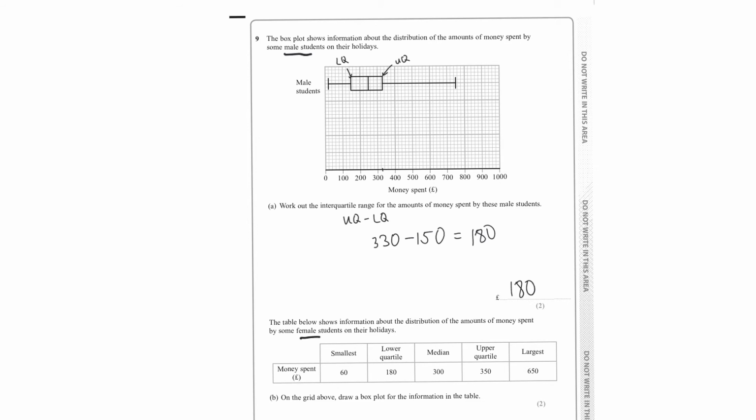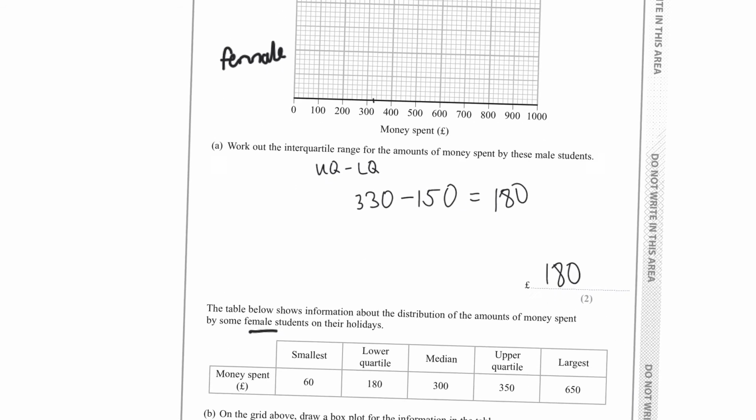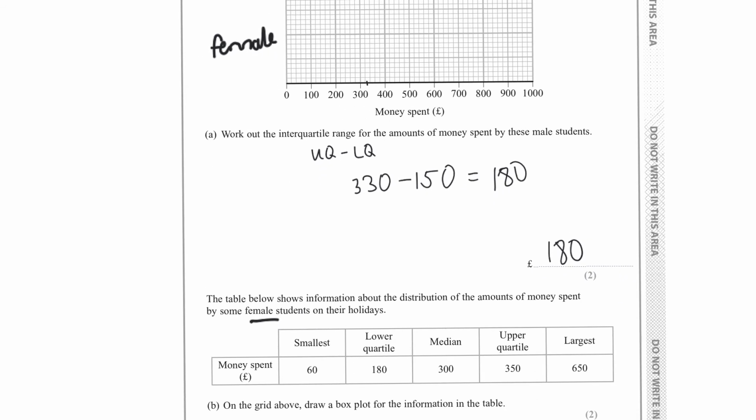So let's have a look. Okay, the smallest value, which is the lower end of the whisker, like that part on the male one, for the female one is 60. So now we're just going to draw 60. I'm just zooming in. So we're going to draw 60 then. The lower quartile is 180. So I can connect those two together now. The median is 300. The upper quartile is 350.